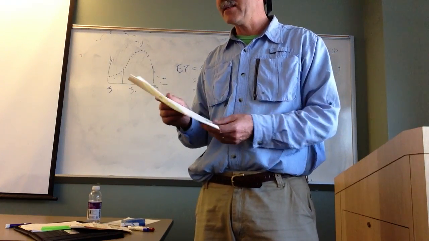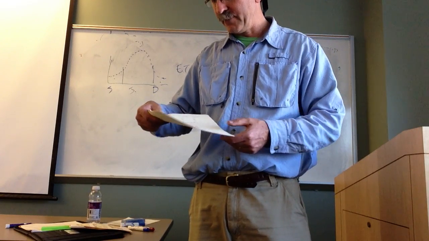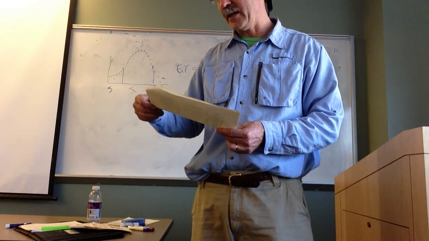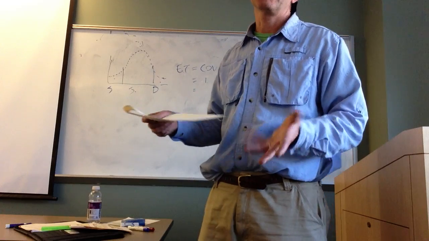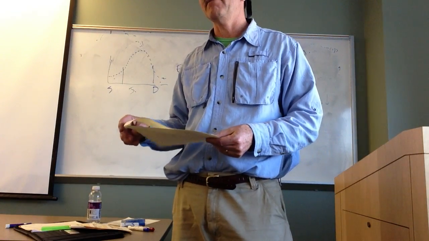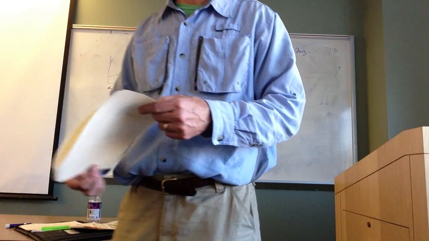In urban areas, they have this thing, 1 minus I, where I is the impervious fraction. And we've got that in the homework thing for you today.